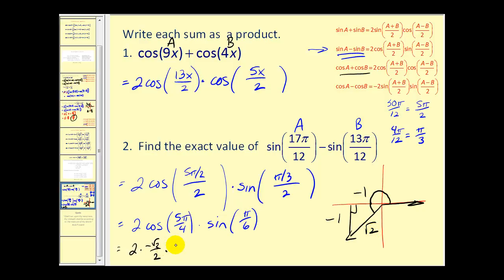Now we need to find the sine of pi over 6. Well, pi over 6 radians would be here with a reference triangle of a 30, 60, 90. So we have 1, 2, square root 3. Everything's positive. So the sine of pi over 6, opposite over hypotenuse, is 1/2. Let's go ahead and simplify this. Looks like we have negative square root 2 divided by 2, which is the exact value of this difference.